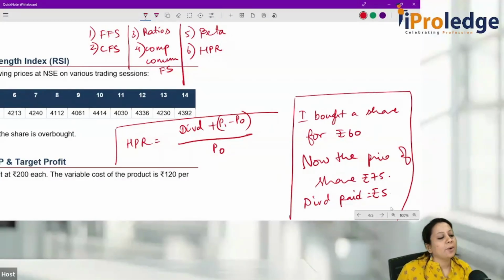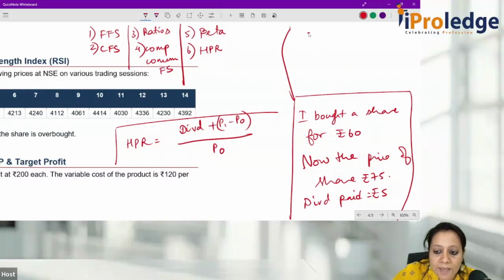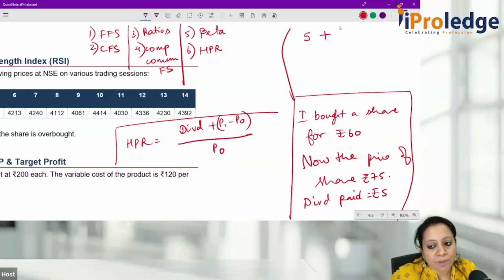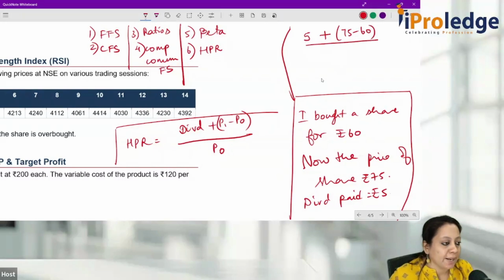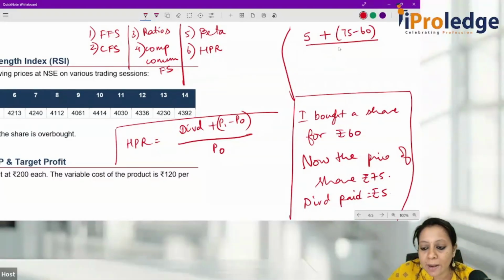Okay. So now normally we will discuss what all I gained by investing in the share. I gained 5 rupees dividend plus 75 is the worth of the share right now. If I sell it, how much profit would I have made? 75 minus 60, 15 rupees profit I would have made. So 5 rupees dividend I got plus 75 is the price of the share right now, minus I paid 60 rupees for it. So 15 rupees I gained. So totally 20 rupees I gained, divided by how much I had to invest, 60.